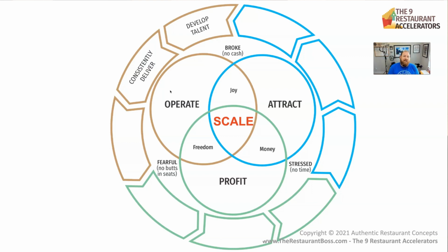Now, the next accelerator on the operations side is to consistently deliver. When I say consistently deliver, I don't just mean, does my hamburger taste the same tomorrow as it does today? That's kind of base level. Forget about scale. That's just to survive. If your hamburger tastes different every day, your presentations are different every day, your service is different every day, you're not going to scale. You're going to go out of business. So the baseline is the consistency at the base level that we're talking about.